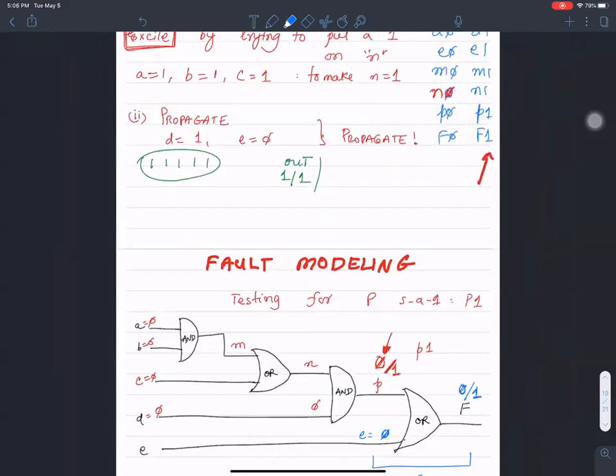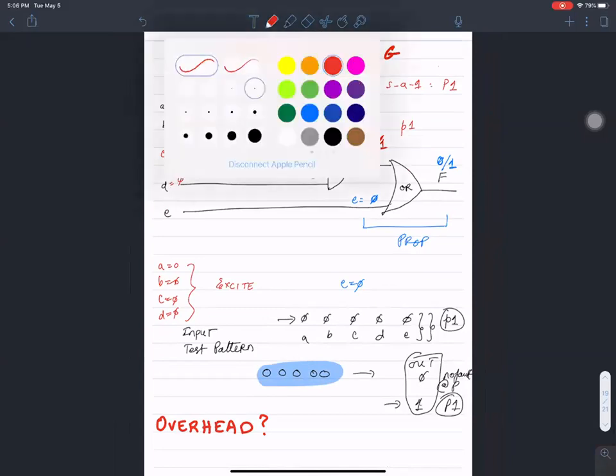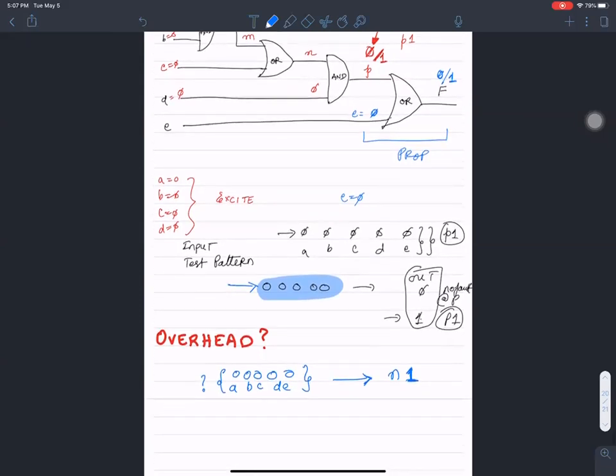My question is about what is the overhead that is hidden, kind of involved in using the fault modeling approach? Okay, think about this idea along the lines. I mentioned that this test pattern 0, 0, 0, 0, 0 corresponding to A, B, C, D, E is useful in testing N stuck at 1, right? But I don't have this knowledge a priori. I have to kind of find out. I have to generate this test pattern.